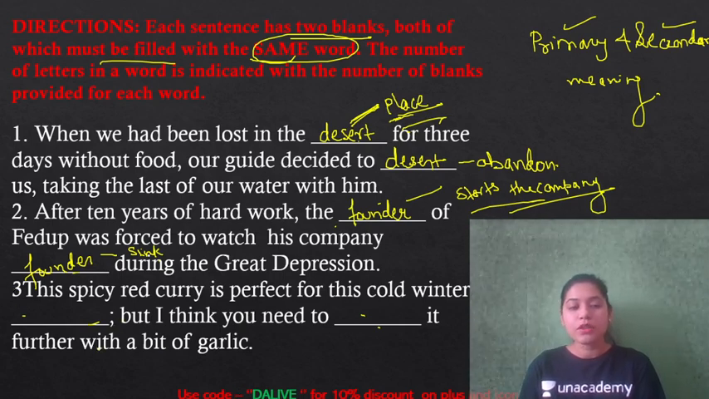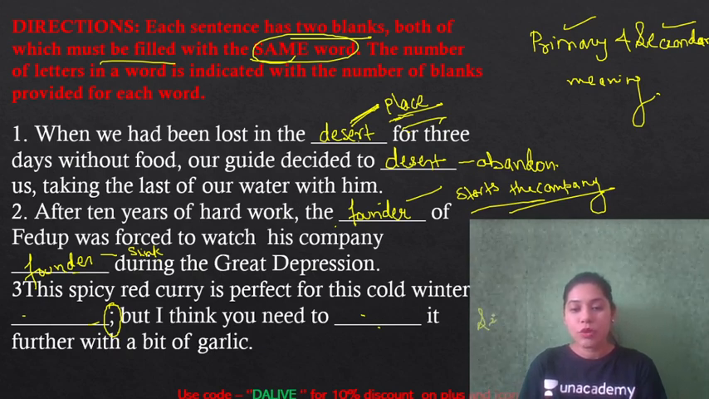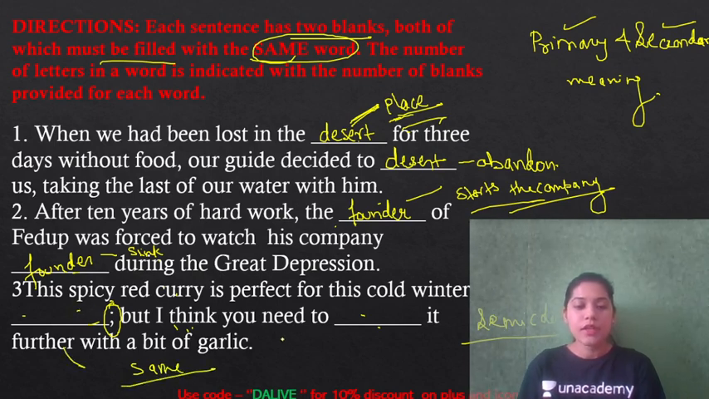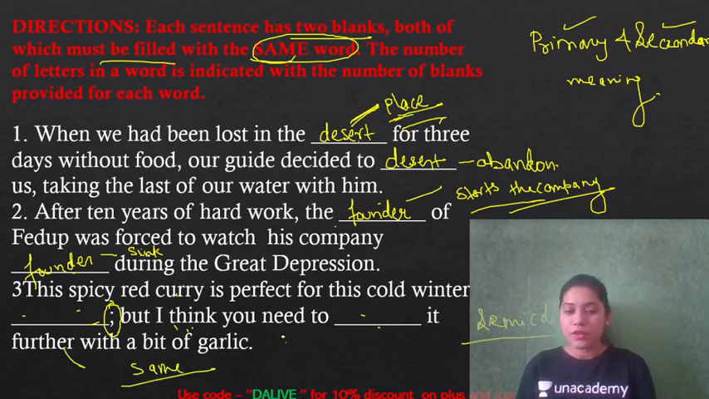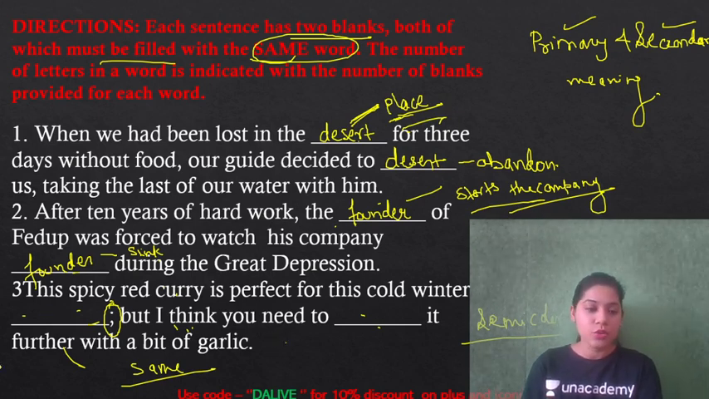Now let's do question number 3. This spicy red curry is perfect for this cold winter, semicolon, but I think you need to dash it further with a bit of garlic. So understand one thing again: whenever your two sentences are connected by a semicolon, the context of both sentences must always be the same. Whatever is written in the first part, the second part should convey a similar tone, similar context, similar meaning. Always remember that, because this will help you with other fill in the blanks questions.